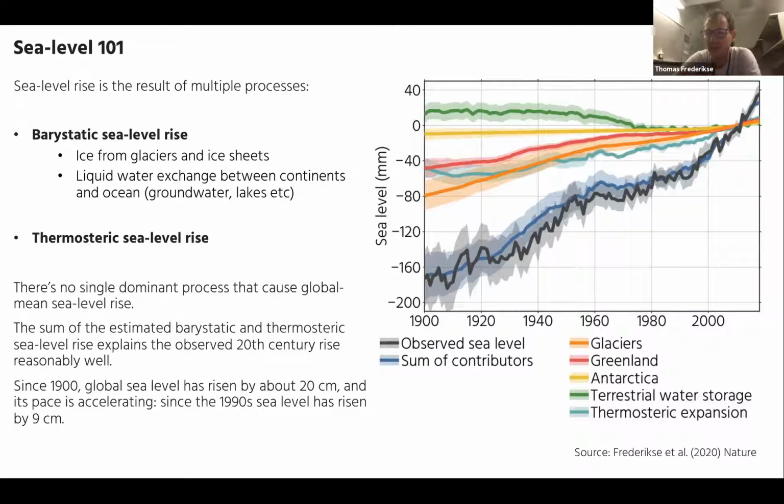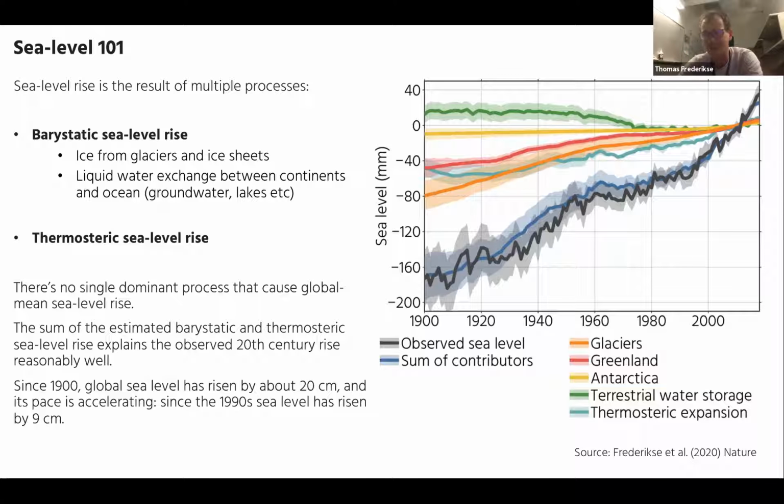We have observed that from tide gauges, and since 1993 we can also measure it from space with satellite altimetry. And what you can see here, clearly in both the observations and the estimates of the processes, is that sea level rise is now going faster and faster. Right? We've seen 20 centimeters of sea level rise since 1900, of which almost half happened only after the 1990s.